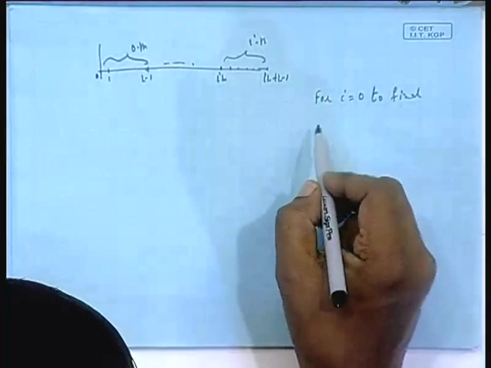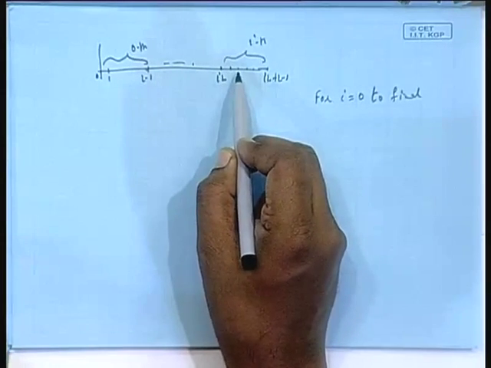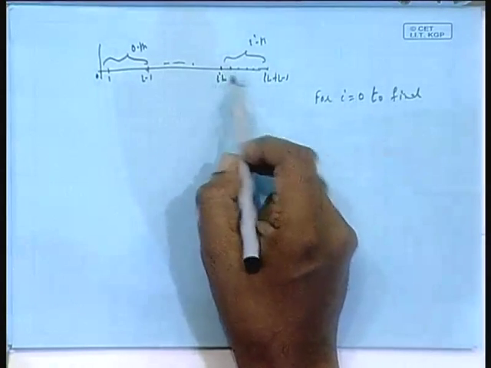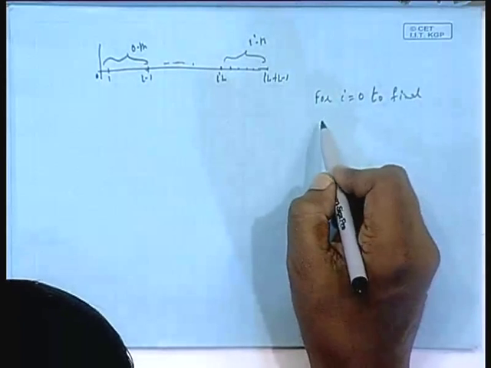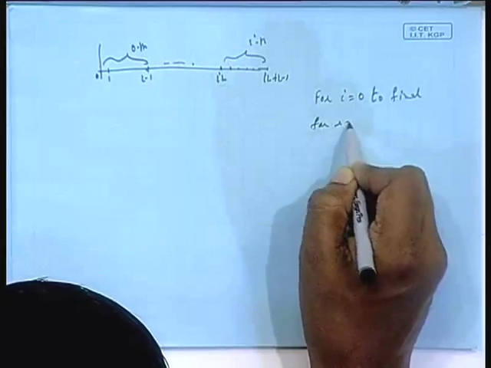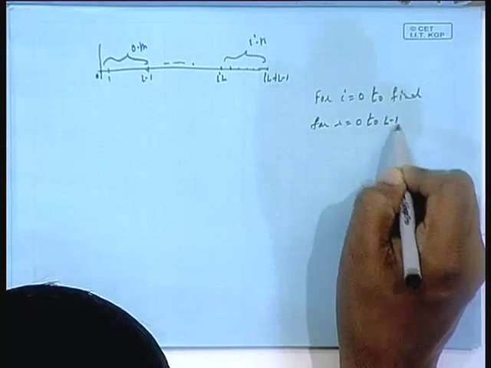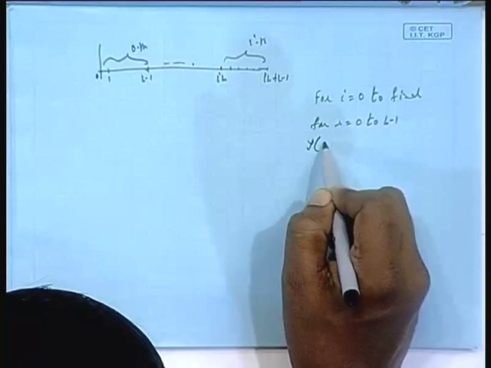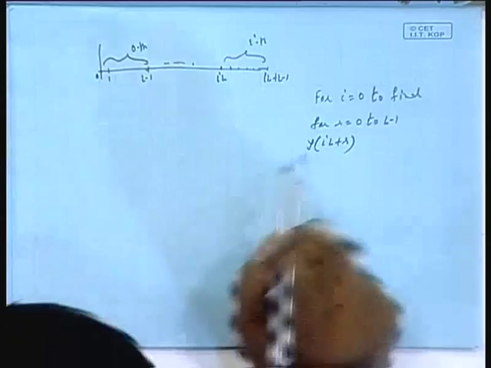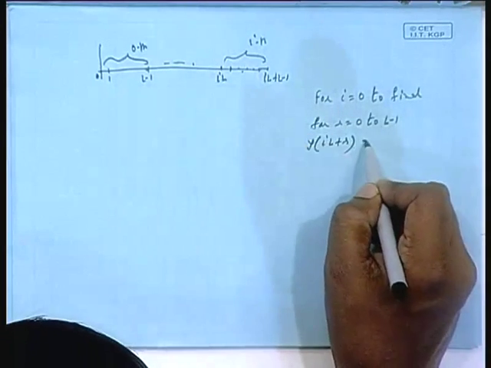Within the block, what are the indices for the ith block? IL, IL plus 1, IL plus 2, dot dot dot, IL plus L minus 1. So, you can introduce the variable R, which will take values 0 to L minus 1. For R equal to 0 to L minus 1, y of IL plus R, IL plus R means either here or here or here at these points.